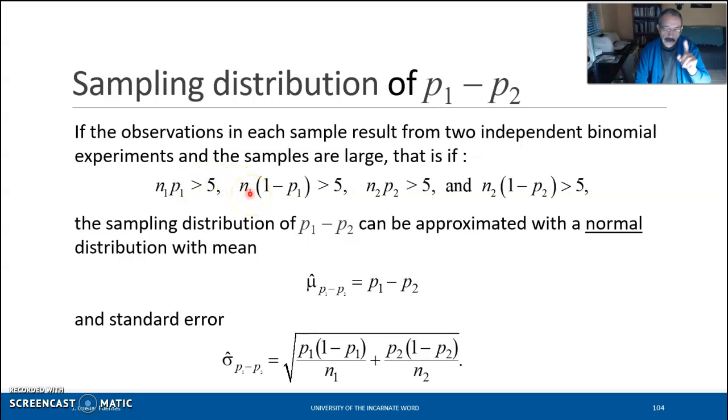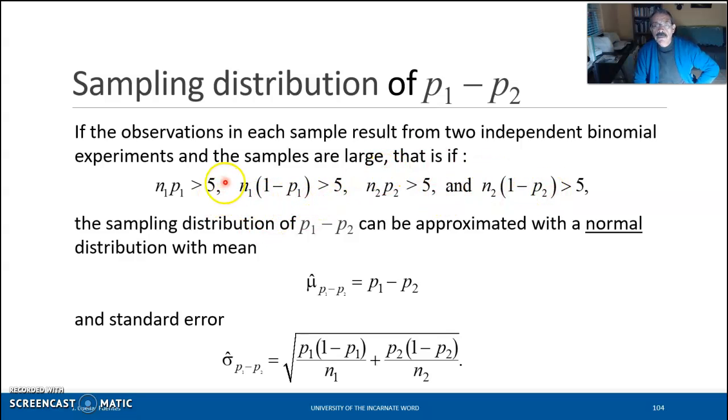And again, the number of observations times 1 minus the sample proportion of success should be at least 5. The same for the second sample. The sample size of the second sample times the proportion of success for the second sample should be at least 5. And the second sample size times 1 minus the proportion of success should also be at least 5. So before we always had 2 verifications, and now because we have 2 samples, we need to do it for the second sample as well.